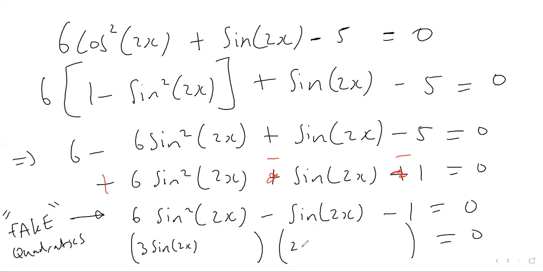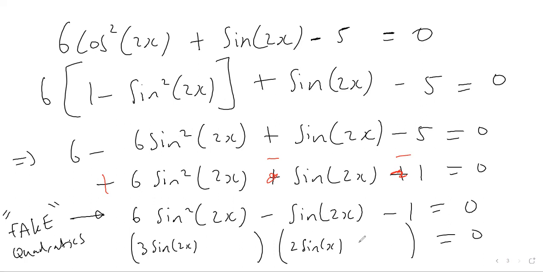And then I'm going to put a 2 sine 2x in there. Now we want factors of minus 1. So we need a 1 or a minus 1 in either one of these brackets. Which one's going to go where? Well, I want to try and get a negative sine 2x.